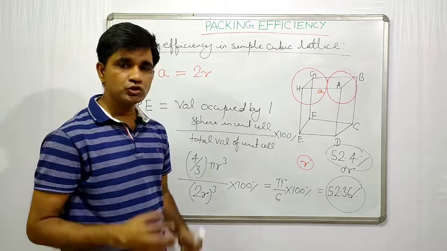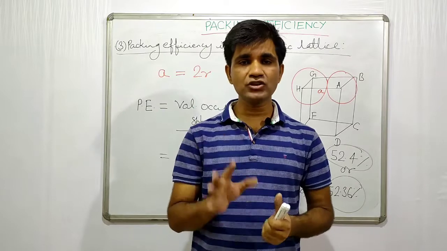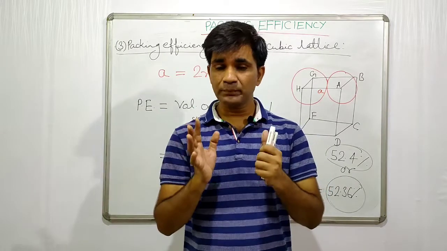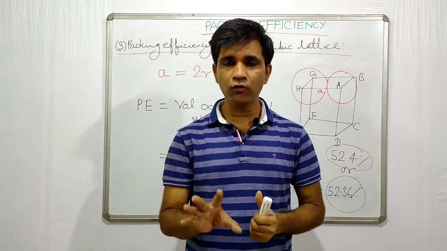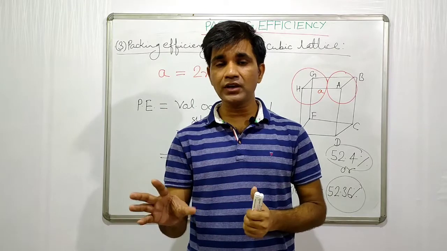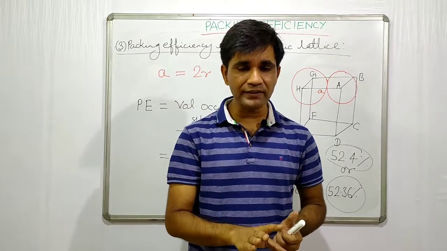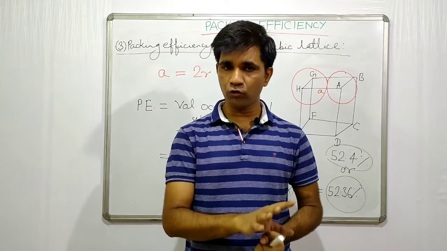So students, we have completed this topic, packing efficiency. In this topic we have seen the packing efficiency is maximum in case of FCC, that is 74%, followed by BCC, that is 68%, followed by simple cubic lattice, that is 52.36% or 52.4%.